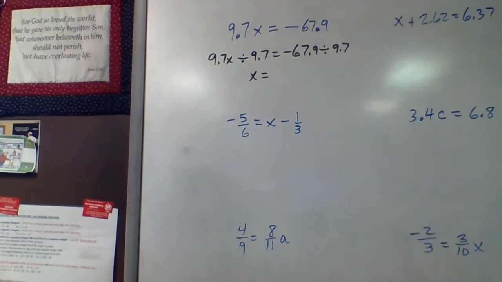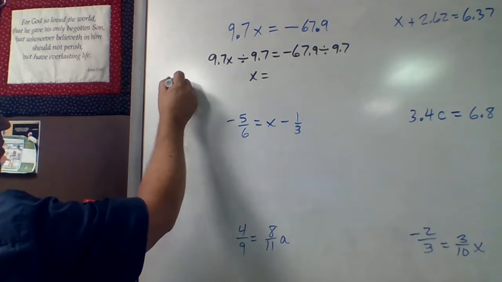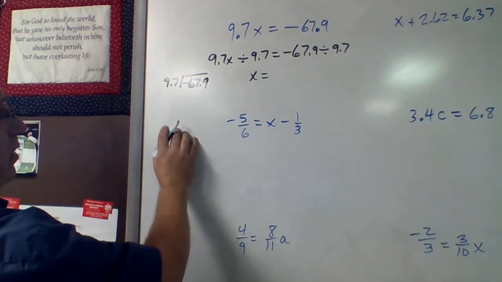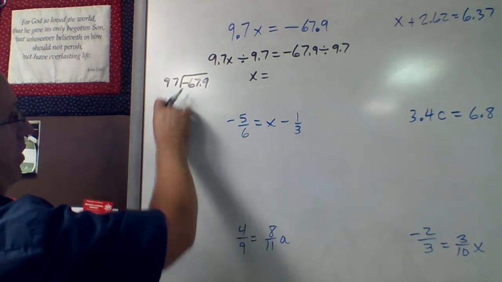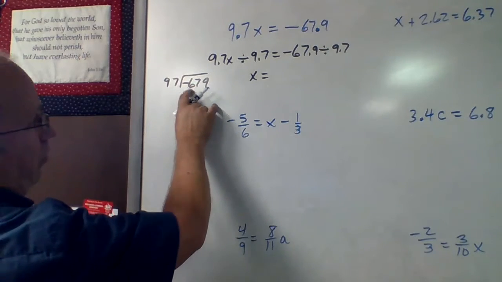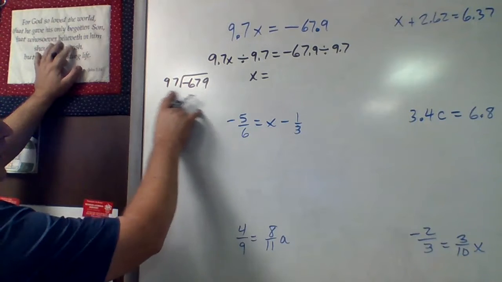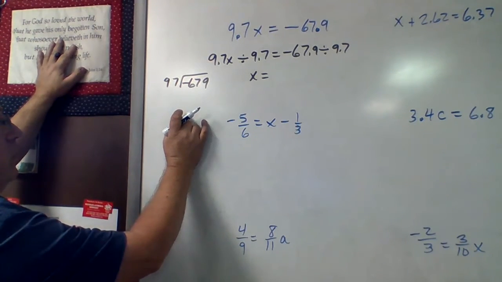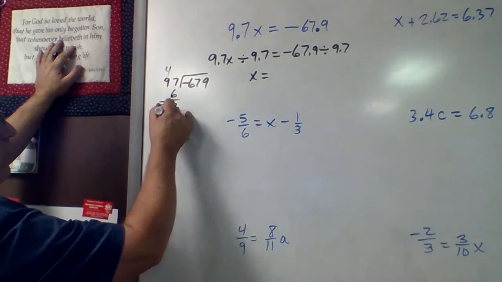I don't know. Well, let's do the long division over here. 9.7 divided into negative 67.9. Wait a minute, I can't do that. It's got one of those decimal points, so I'm going to move it over and make that 97, and move this one over and make it 79. How about, I don't know, how about 6 times? Let's try 6. That's 58.